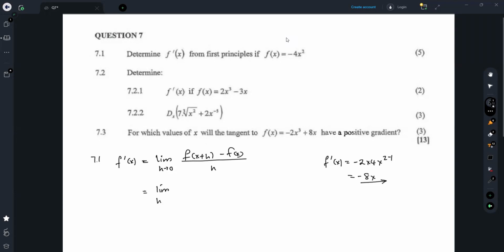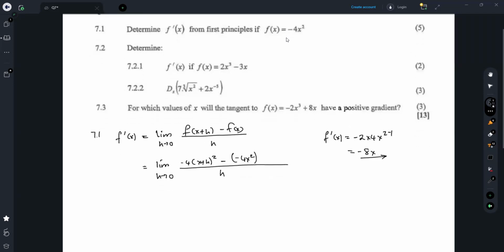So we have the limit as h approaches 0. And now in f of x, we're going to replace x with x plus h, right? So this is going to be, let me just have a line here, a division line. We're going to have negative 4 into, and right here, we're going to replace with x plus h all squared like that. And we had the negative from the formula. And now we are subtracting f of x, which was also negative 4x squared like that. And this is still over h.